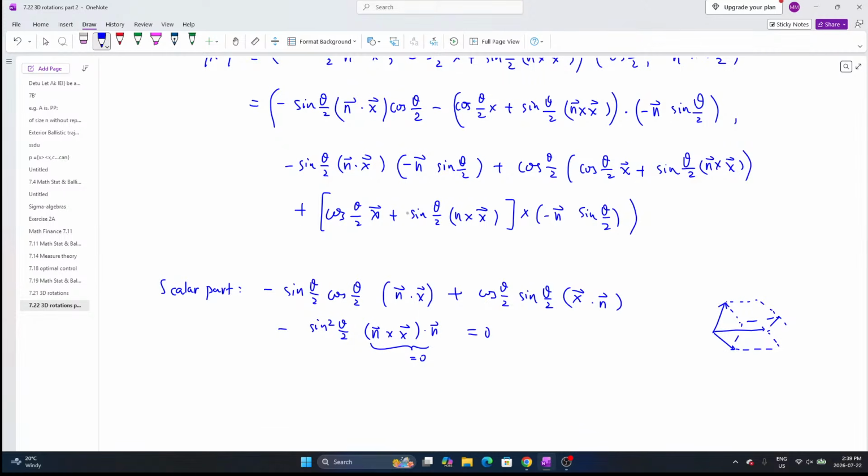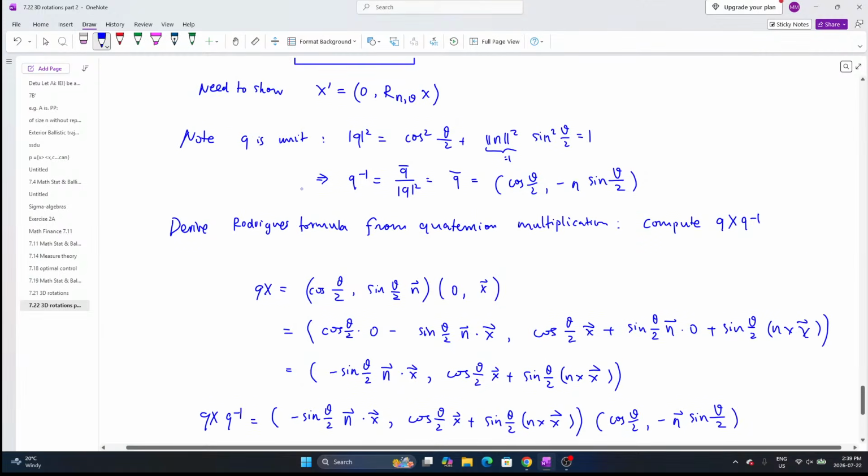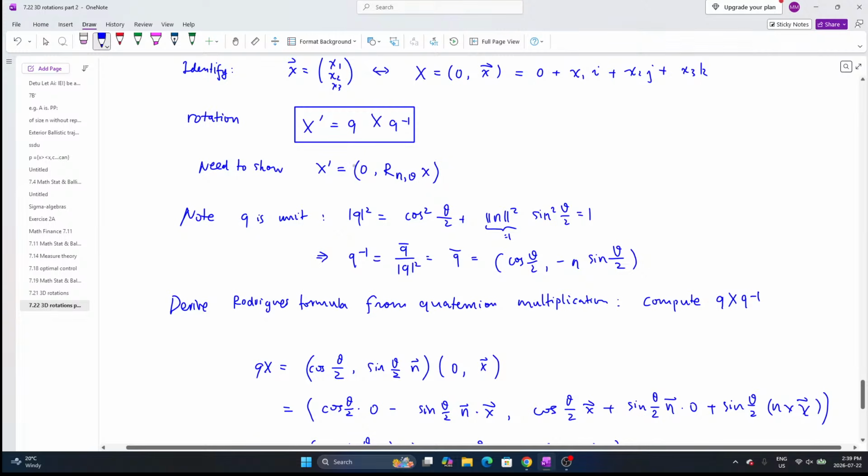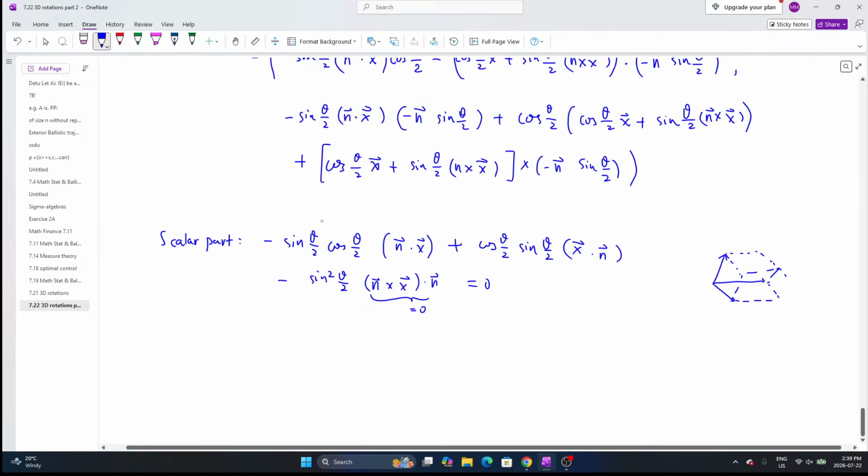It's supposed to vanish because here a position in 3D is encoded as a pure quaternion. X prime should have a 0 scalar part, so that's nice, as expected. Now let's do the vector part.